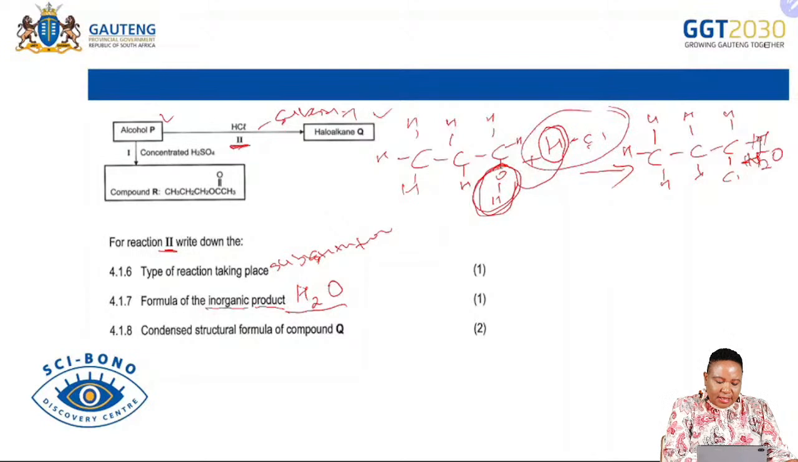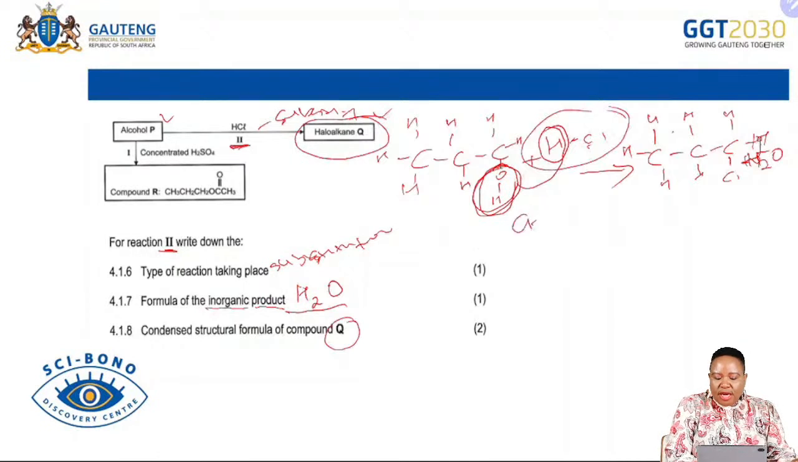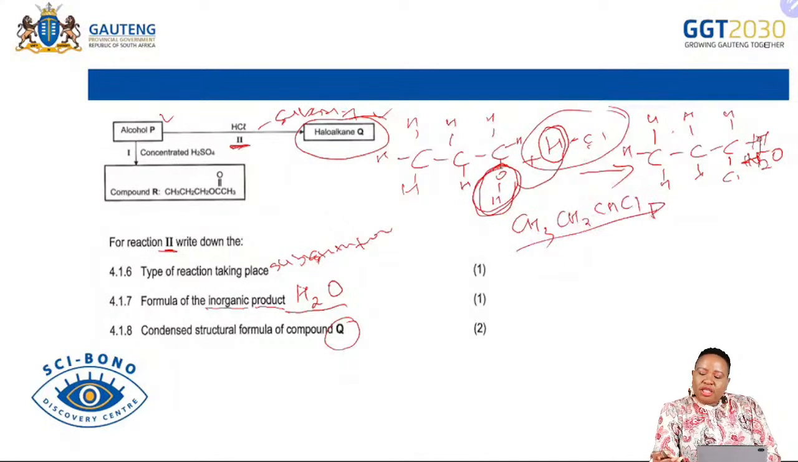inorganic reactant. And then the condensed structural formula of compound P. Compound P, remember, is our haloalkane. We have identified it as 1-chloropropane. So it is the condensed structure. You just say what is bonded to each carbon, which is going to be CH3 and then CH2, and then CH2 and then Cl, or ClCH2. It doesn't matter. You just say what is bonded to each carbon.